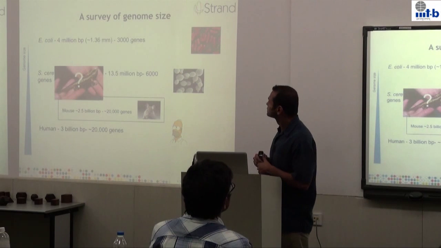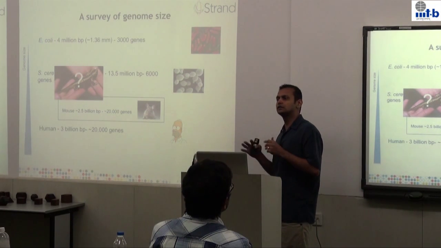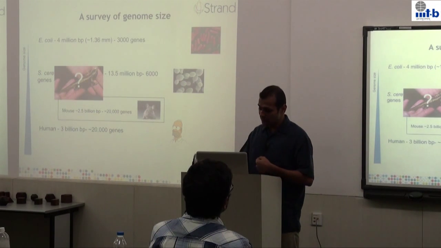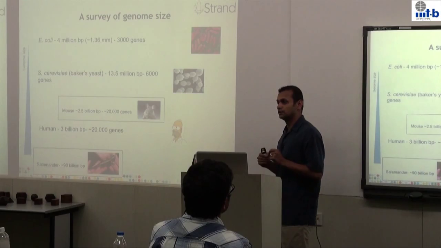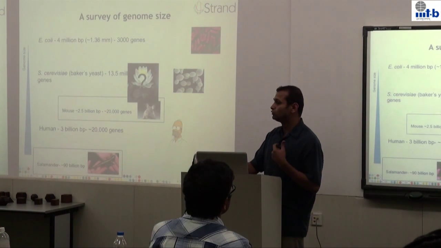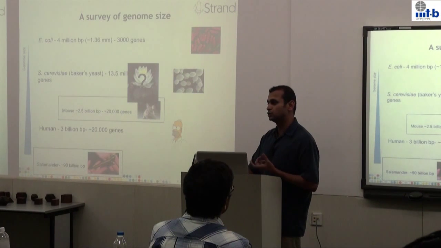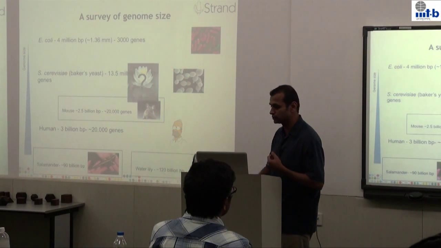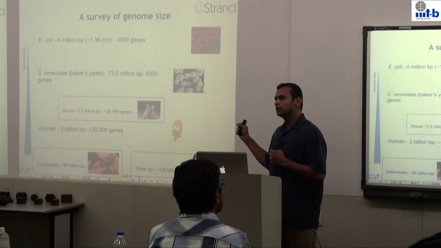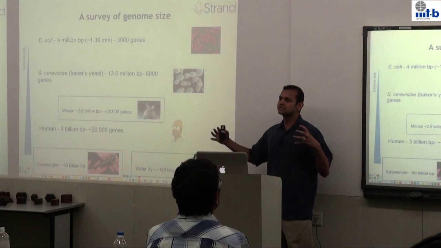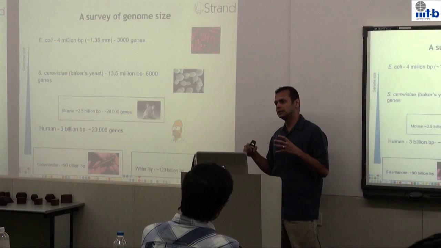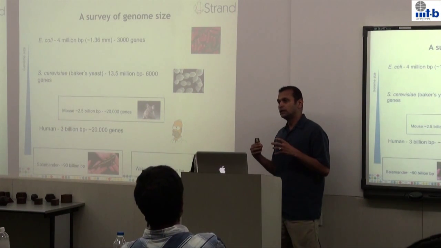Any guess on the salamander genome size in relation to human? Larger, that's a good guess. It's actually 30 times larger than human, at 90 billion base pairs. One more example: water lily is 40 times the size of human, 120 billion base pairs. So one take-home message is that genome size by itself is not going to determine the complexity of the organism. There is a lot of redundancy.